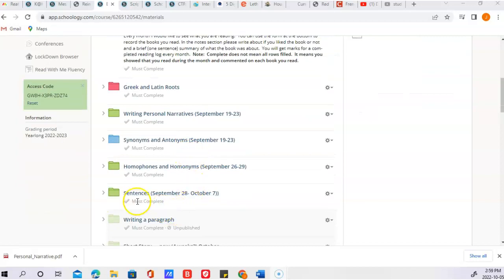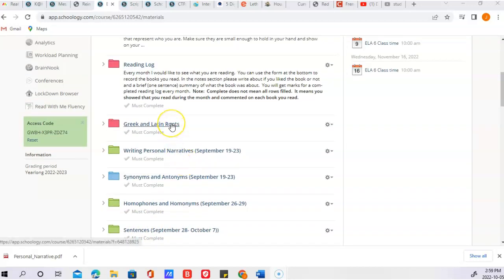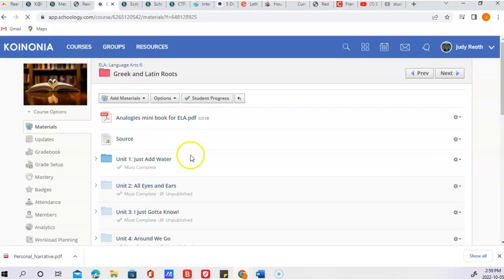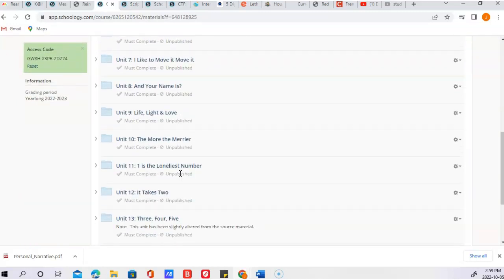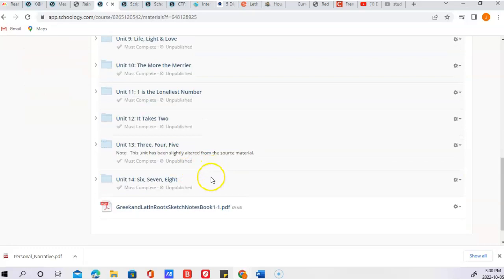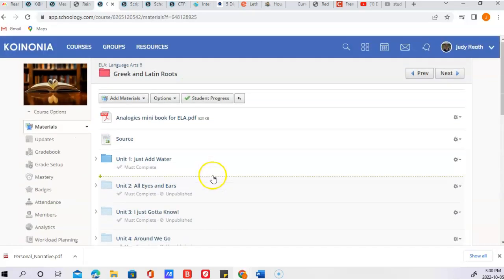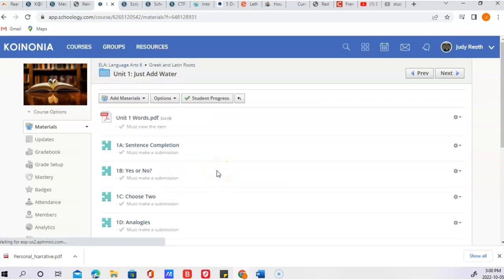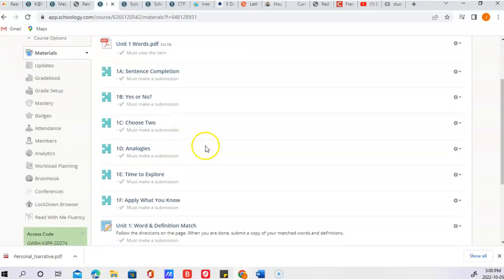You should also be working on the sentences unit, but here's where we're going to go into the Greek and Latin roots. Okay, so in the Greek and Latin roots, like I said, we have 14 units. And they're fairly short units, so it shouldn't take you long to get through them. I don't expect you to do the whole unit in one day, but you can if you want to. You have 2 weeks to get the work in each of these units done.